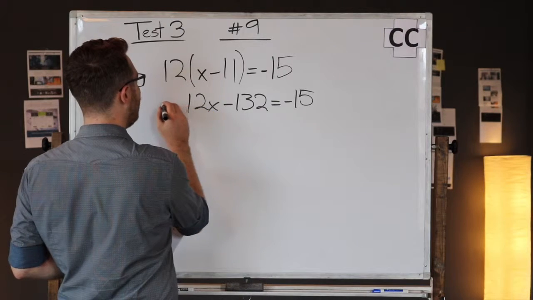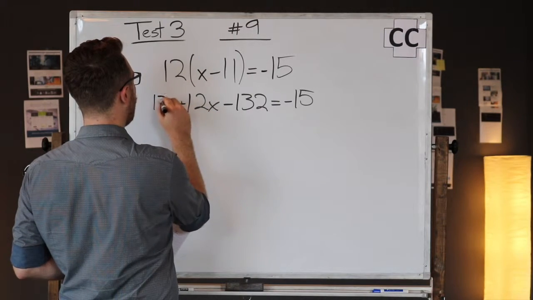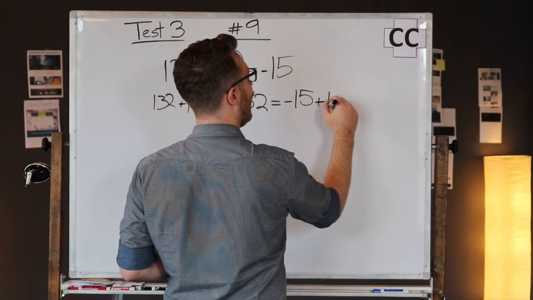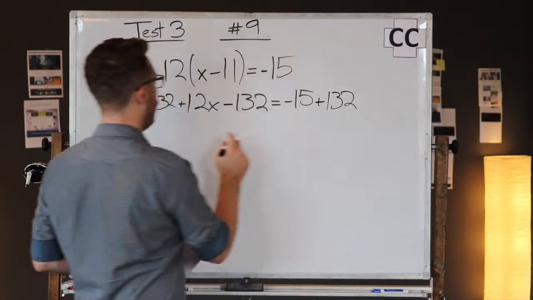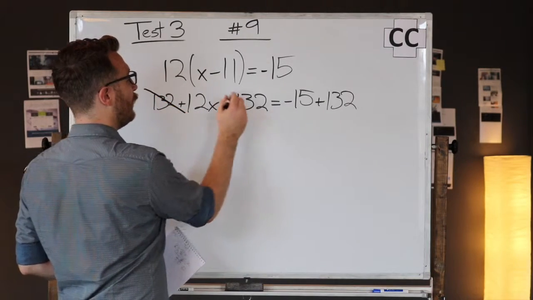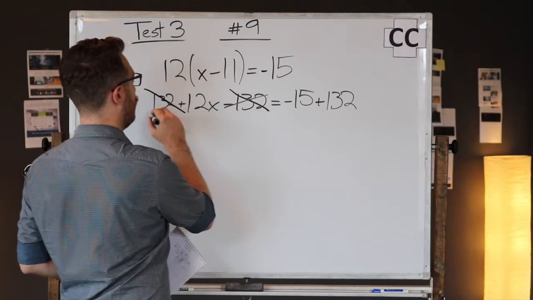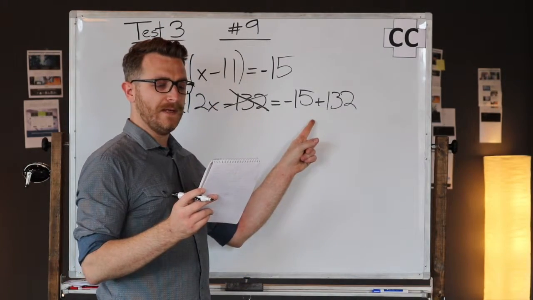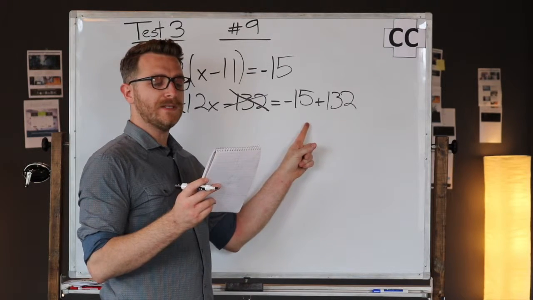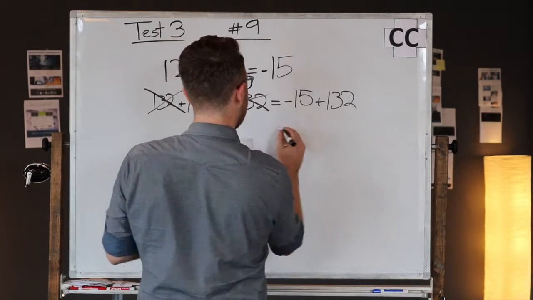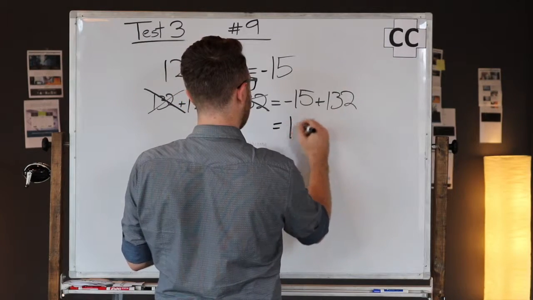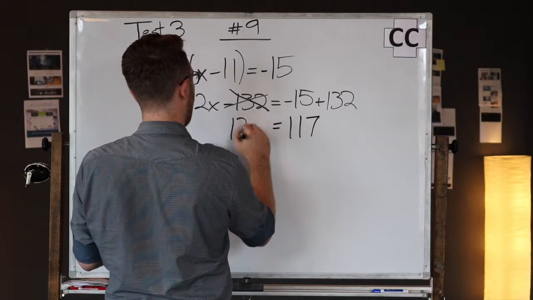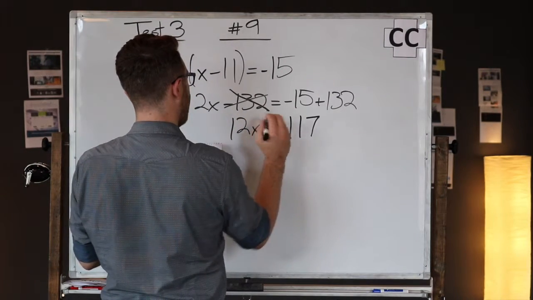So what I'm going to do is add 132 to both sides. That'll get rid of this negative 132 over here and leave 12x by itself. Now, you can use your calculator to solve for this. We have negative 15 plus 132. That ends up equaling 117. So 117 on this side and 12x on the other.